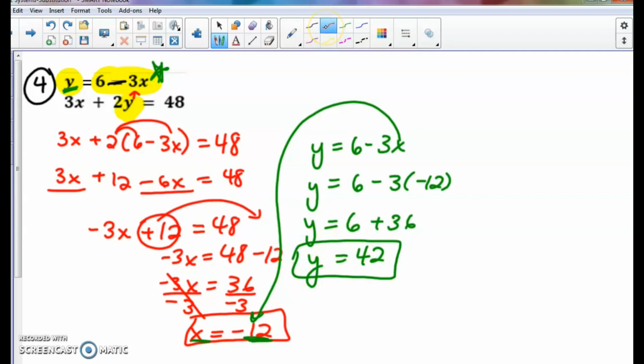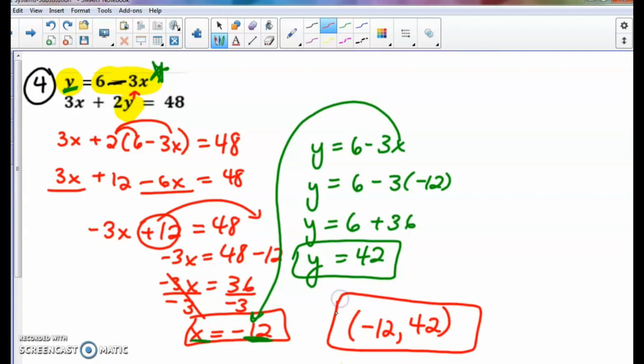Last step is to write our answer as an ordered pair. So our x value is negative 12. Our y value is positive 42. And we're all good. There's our final answer. And that finishes our notes up for today.